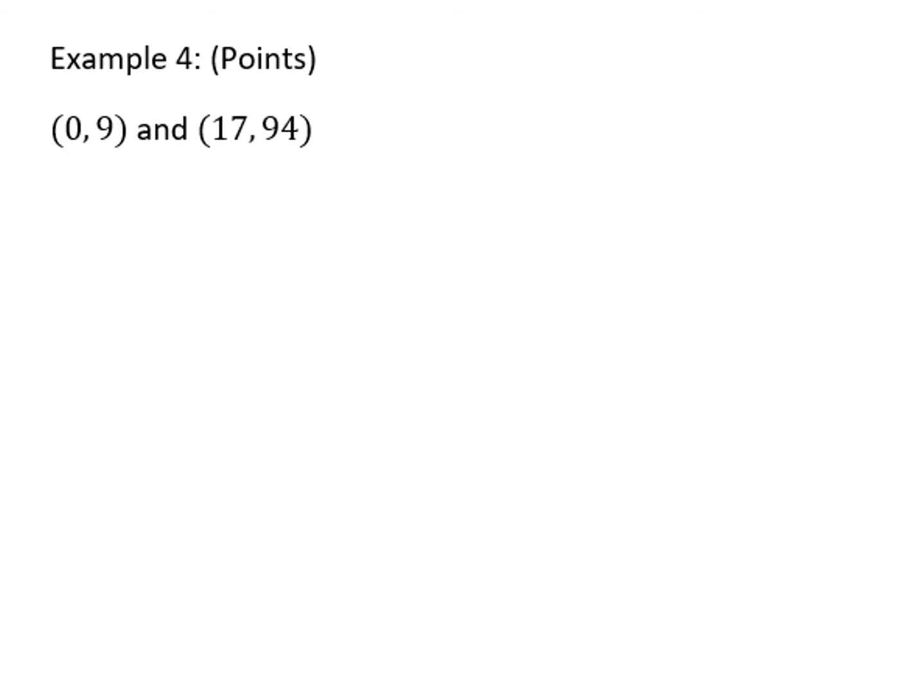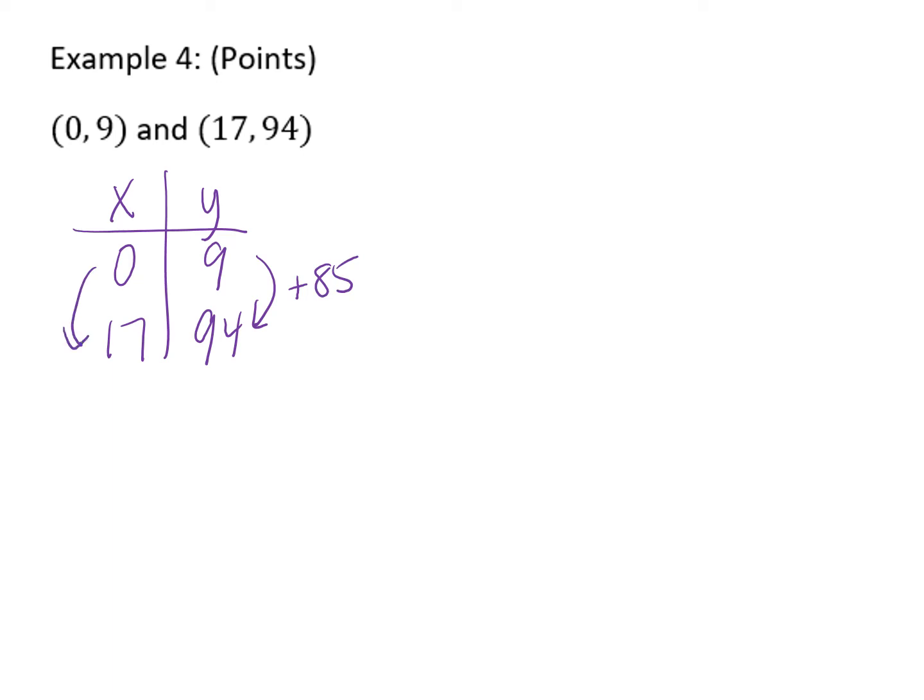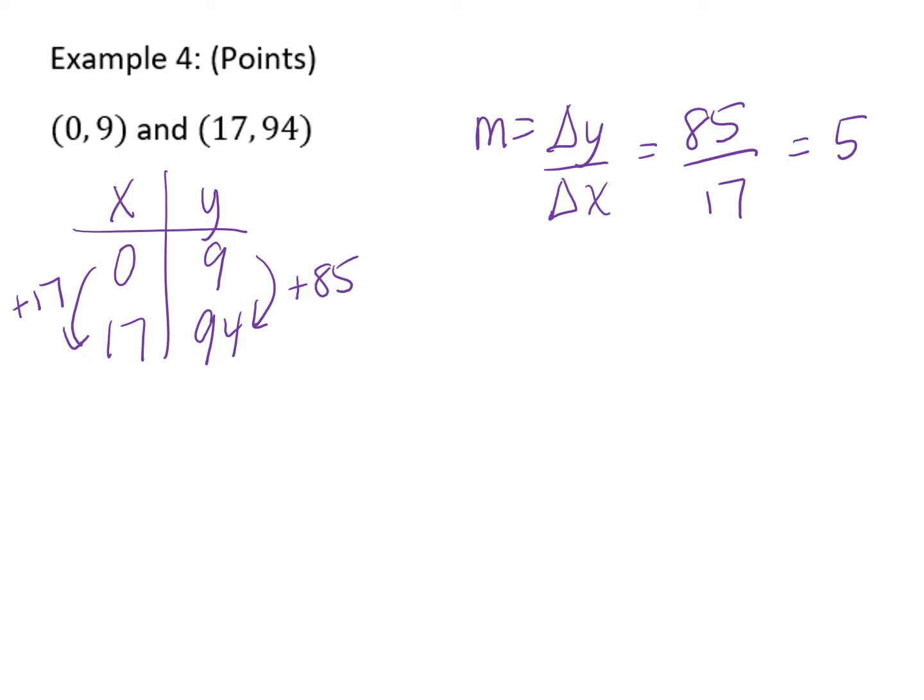All right, here's another example with 2 points. So again, starting off with my table, 0, 9, and 17, 94. Both of these are increasing. And so to go from 9 to 94 is an increase of 85. And then from 0 to 17 is an increase of 17. So my slope, my change in y over my change in x, is 85 over 17. And then once again, we can simplify that, and that just gives us 5.